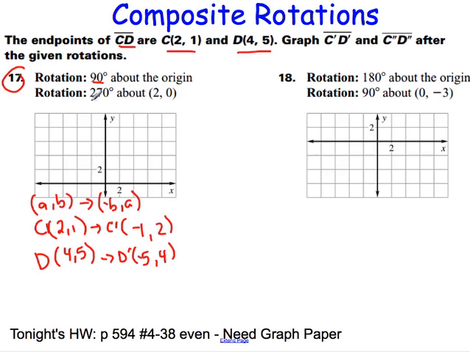The second part is a 270-degree rotation about the origin? No! How about the point 2, 0? Okay, so how do you do that, guy? That's a really good question.